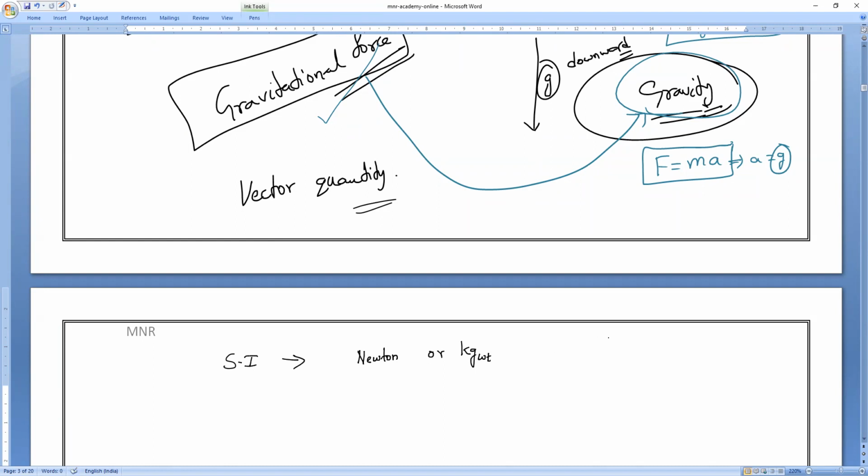Okay, guys. How to write kilogram weight? If you write it like this, it is wrong. Clear, everybody? How to write it? kg, and as a subscript you have to write weight, WT. Is it okay, guys? Yes, sir.